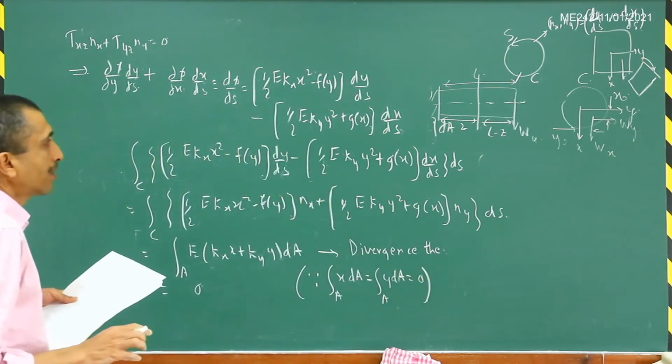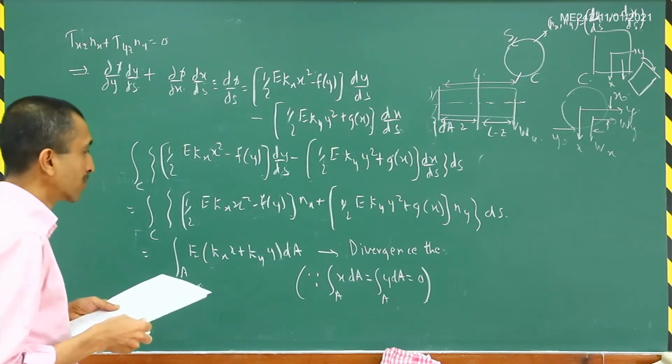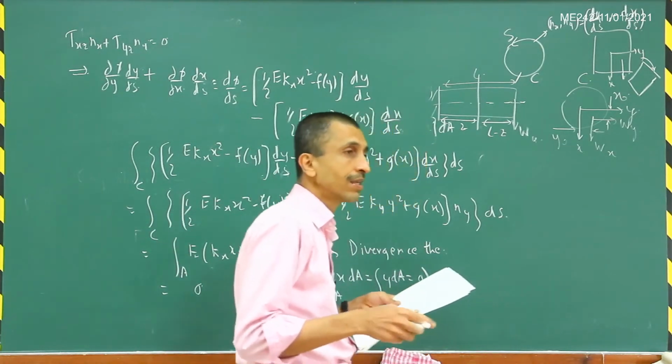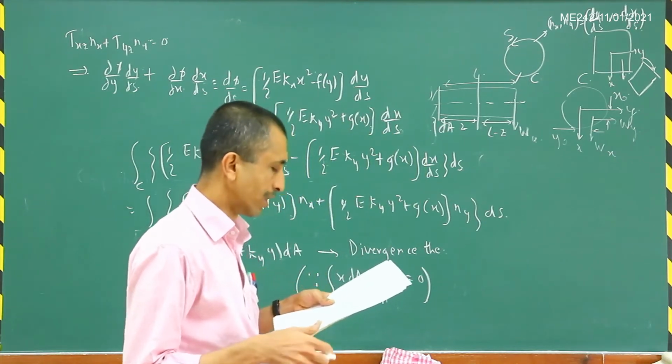So basically now we can say that this problem is well posed because we have ensured that the integral of dφ/ds over the contour C is equal to 0.